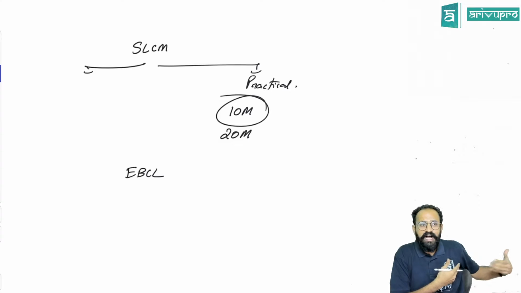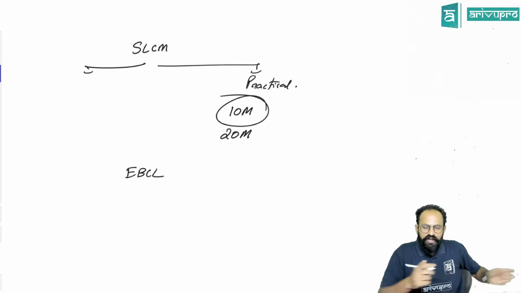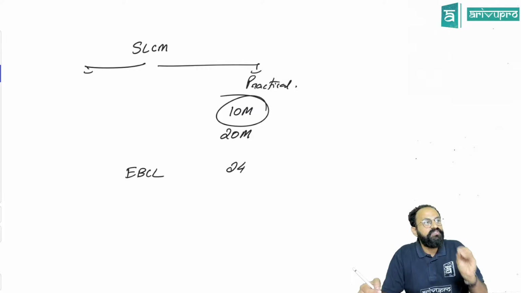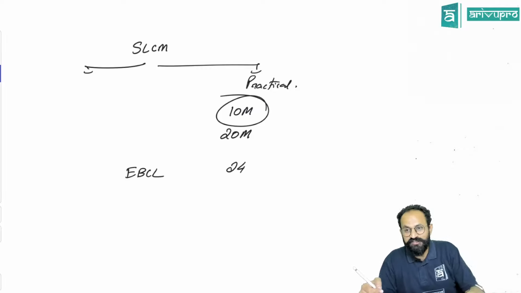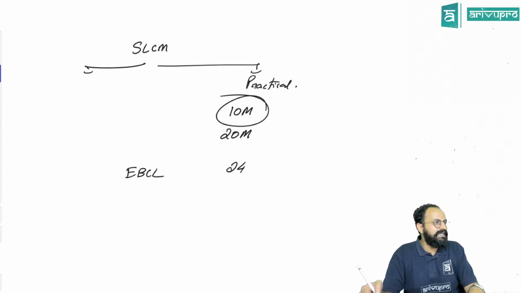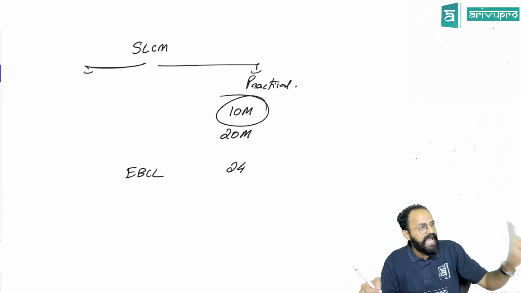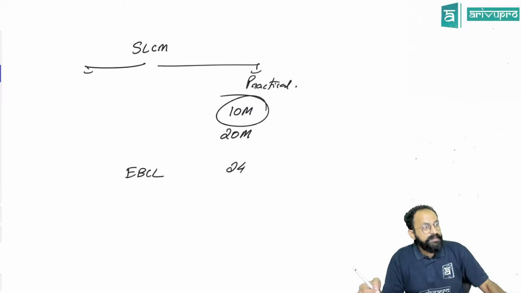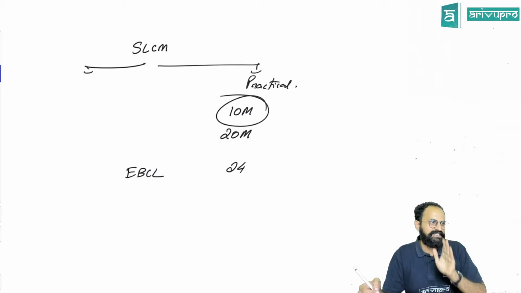Why? How many chapters are there? 24 chapters are there. What is the beauty about EBCL? All 24 chapters belong to different acts. Meaning, in your first module, you had something called company law. Company law is just one act, the Companies Act, 2013. In EBCL, you have 24 different acts.